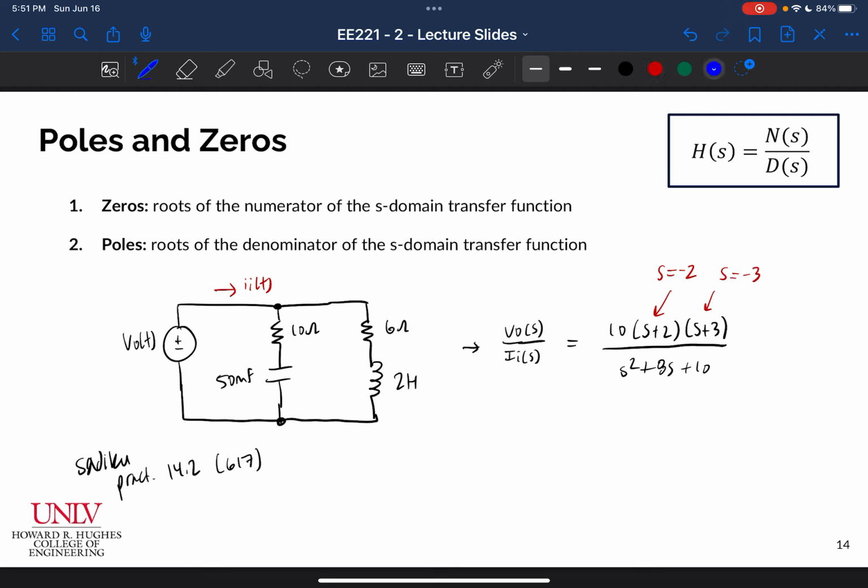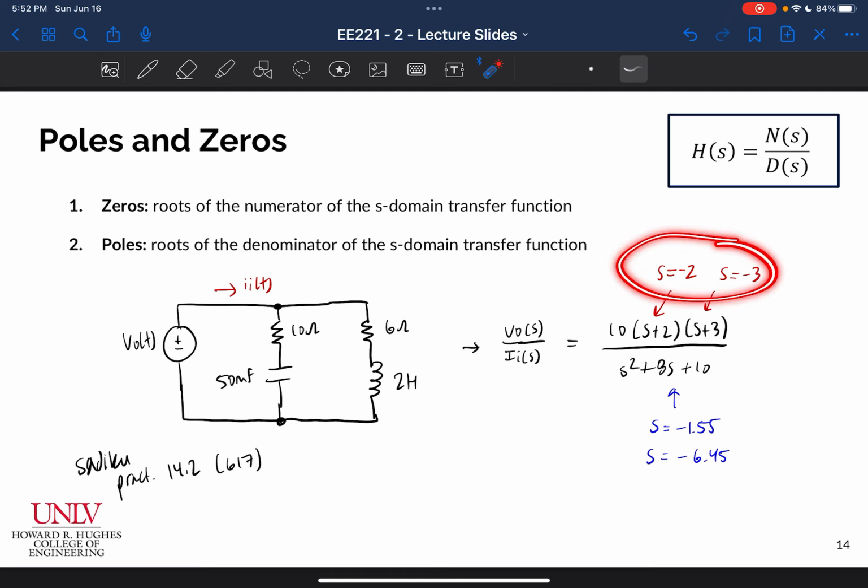For the poles, I could use the quadratic equation, or I can use any number of things to factor this, but the quadratic equation is probably your best bet. And I can find that I have poles. I'm trusting the book on this. It's s equals -1.55 and s equals -6.45. Okay, so those would be the two locations of my poles.